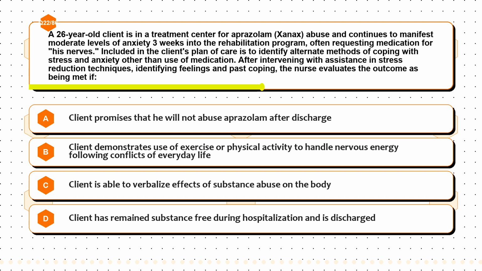Here are the options. Option A. Client promises that he will not abuse alprazolam after discharge. Option B. Client demonstrates use of exercise or physical activity to handle nervous energy following conflicts of everyday life. Option C. Client is able to verbalize effects of substance abuse on the body. Option D. Client has remained substance-free during hospitalization and is discharged.